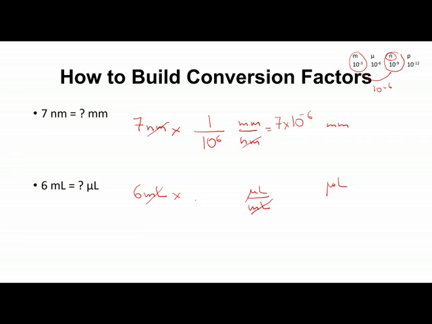Now, what is the relationship between microliters and milliliters? Micro and milli, it's here. So the relationship between them is 10 to the minus 3. Microliter is smaller, so you need 1,000 microliters to make 1 milliliter, right?